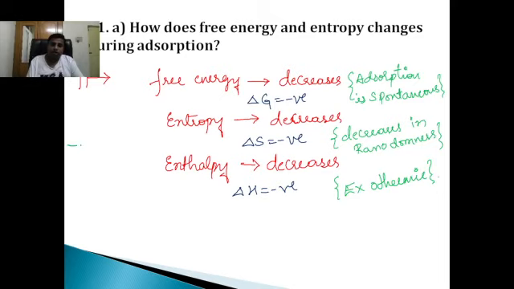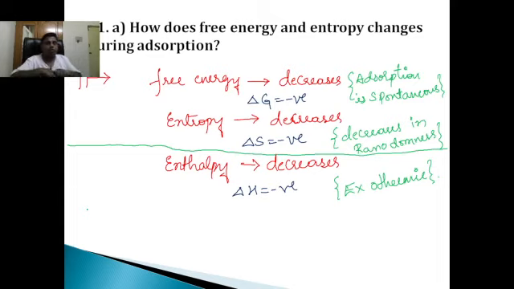So you are supposed to write only two. That is, free energy decreases, entropy also decreases. Why free energy decreases? Because adsorption is a spontaneous process. And why entropy decreases? Because adsorption leads to decrease in randomness. Simple. This is for 2 marks because they asked you two.